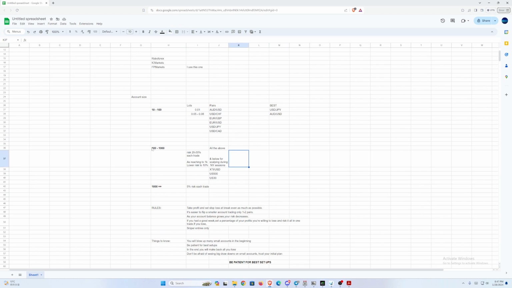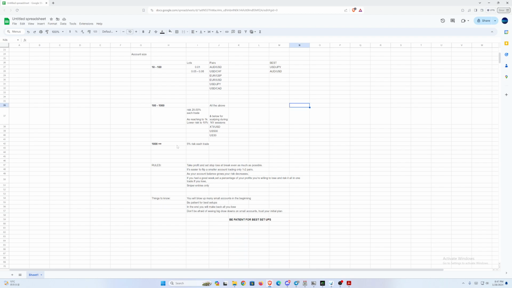Once we are in this range, 100 to $1,000, we can trade all these above ones, or these two, or we can trade these three indices, like US 500, US 30, and also we can trade oil, but only for scalping in New York sessions. All right, so remember that.